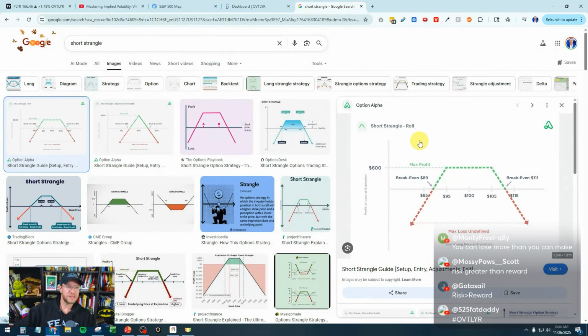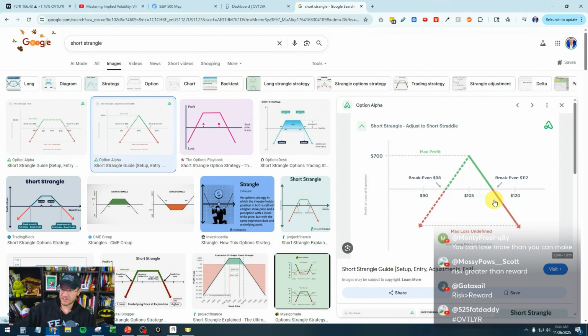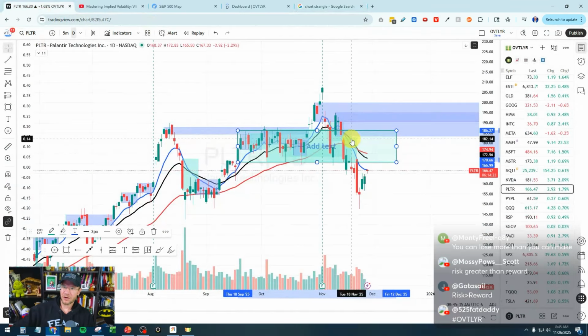Okay. If it breaks to the upside like this, that's okay. You can adjust the trade. So what you do is you move this out of the money put spread up to be at the money, which makes an iron butterfly, which looks like this. Or a short straddle, I should say. Now, you've taken in more credit. Awesome. Even though I'm in a losing trade, I can't do a damn thing about it except take more credit.